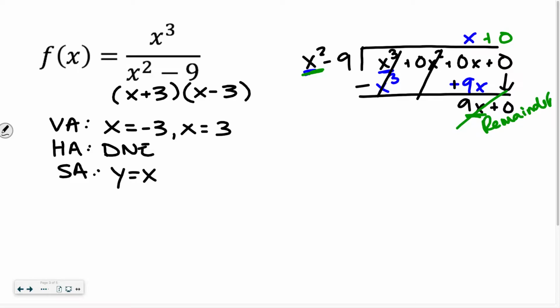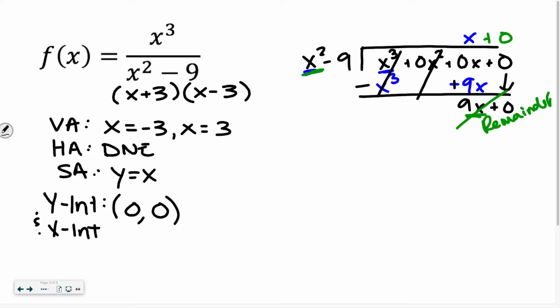Okay, now here's something interesting. If I do my y-intercept, I will be setting my x value equal to 0. In the numerator, I'll get 0. In the denominator, I'll get -9. And that's allowed, right? 0 divided by -9 is 0. So I have a y-intercept, which is also really my x-intercept.